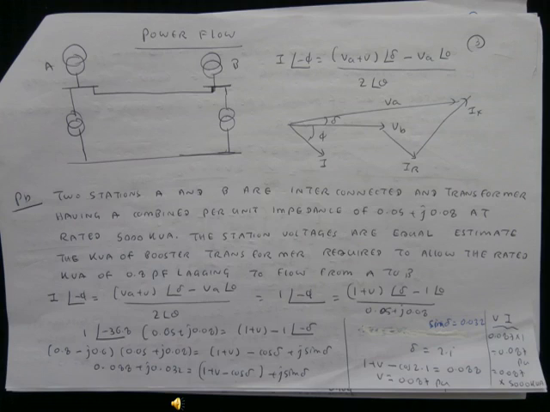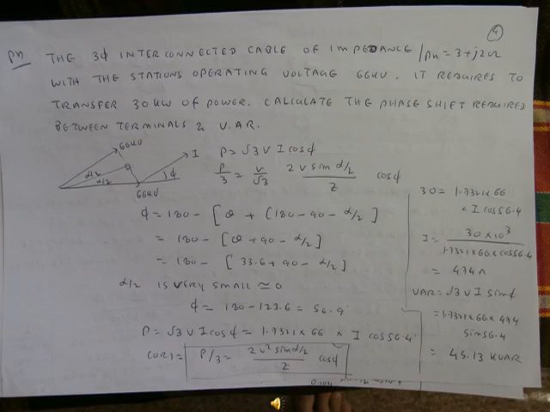And then the problem is given: the three phase interconnected cable has an impedance of 3 plus j2 ohm, with the station operating voltage at 66 kilovolt. It requires transferring 30 kilowatt of power. Calculate the phase shift required between the terminals and the VAR. So in this case, the three phase interconnected cable, given impedance 3 plus j2 ohm and the station operating at 66 kilovolt, we have to transfer 30 kilowatt power, so we have to calculate the phase shift.